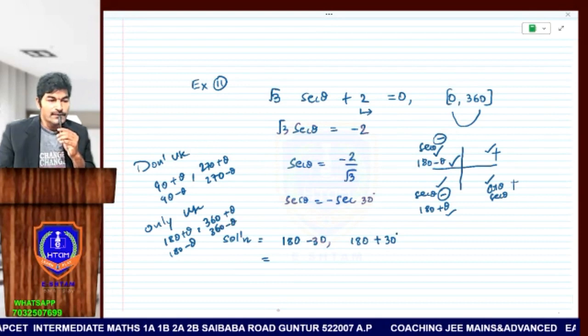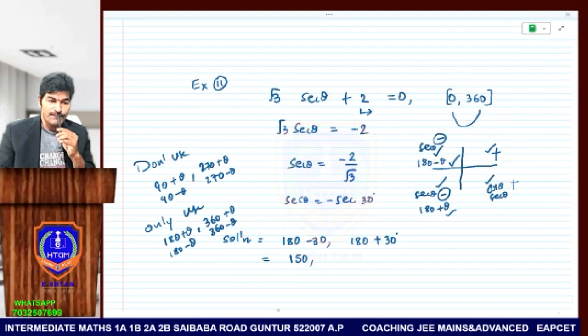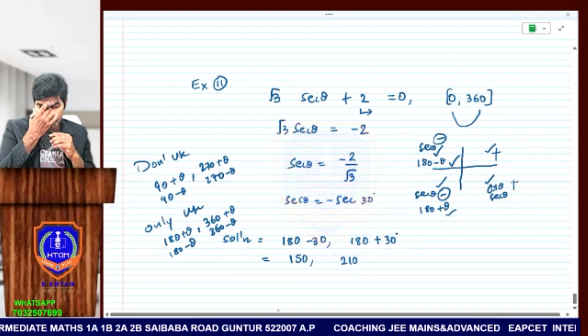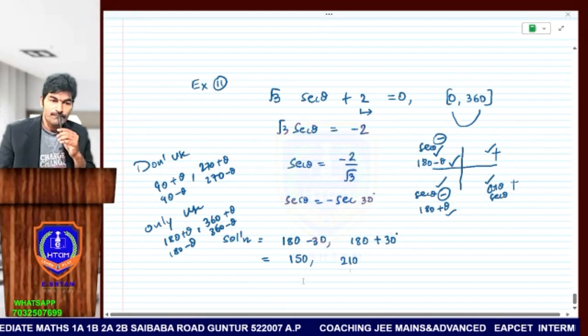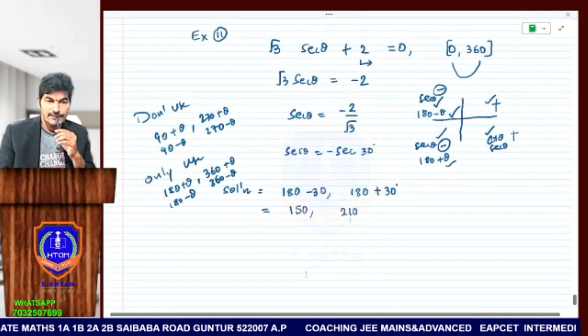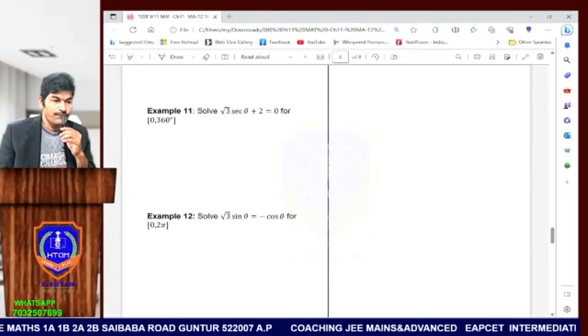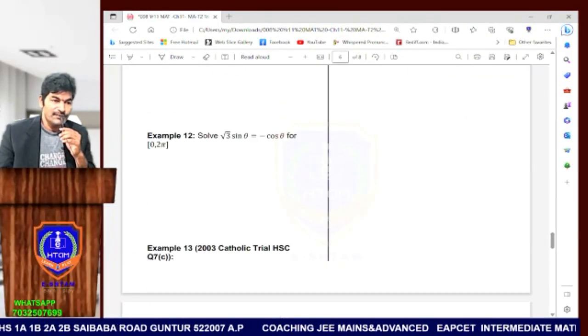Okay. So 180 minus 30 is how much? 150 degrees. 180 plus 30 degrees is 210 degrees. Check your answers. Is it correct? Yeah. Correct. Now we will solve the next question.